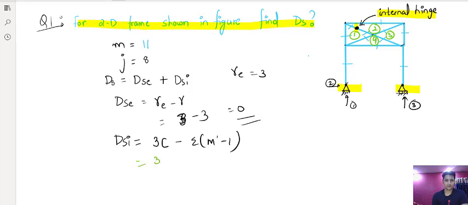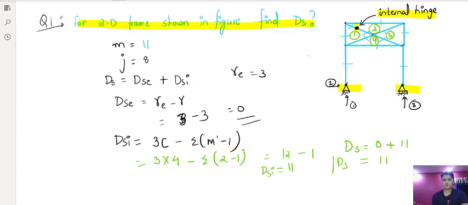So here the value will be 3 times c. C is the number of closed loops. Closed loops are 4, minus summation m dash. Number of members joining the internal hinge are 2. So 2 minus 1 is 1. So here it will be 12 minus 1. So the value of DSI will be 11. So the total degree of static indeterminacy will be external 0 plus internal 11, so it will be 11. So here the value of DS is 11.